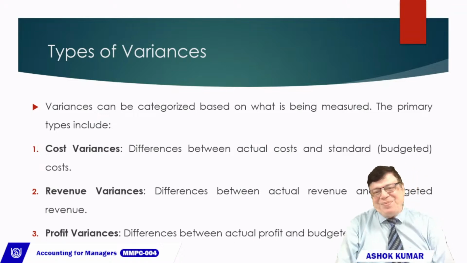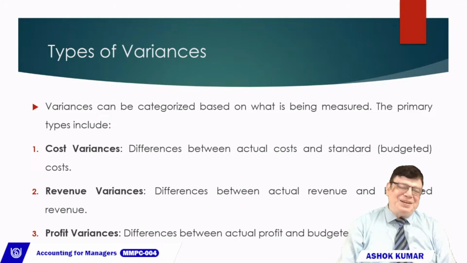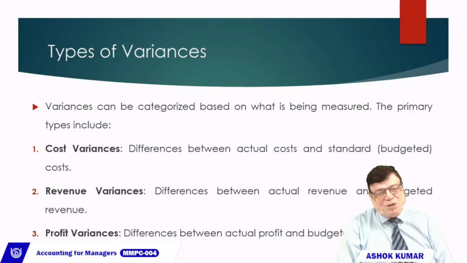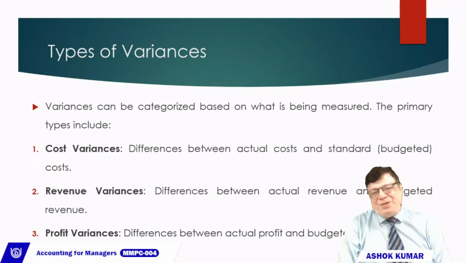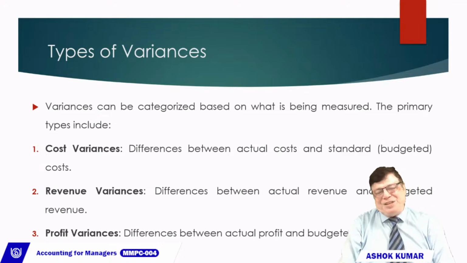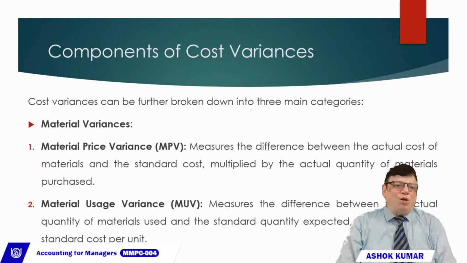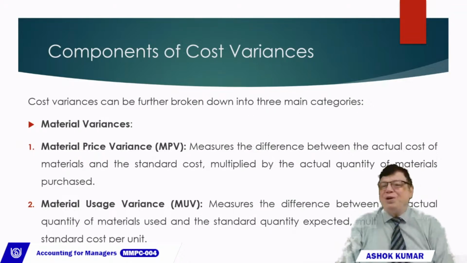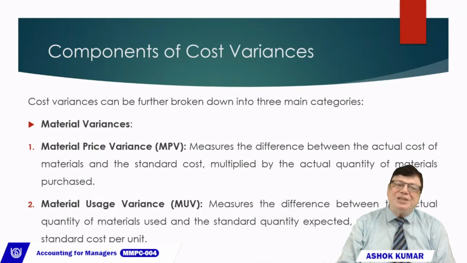So cost, revenue, profit, these three variances. In cost variance, we study the difference between actual cost and budgeted cost. In revenue variance, we study the difference between actual revenue and budgeted revenue. In profit variance, we study the difference between actual profit and budgeted profit. Cost variances can be further broken down into three main categories. Cost variance, the difference between actual cost and budgeted cost.